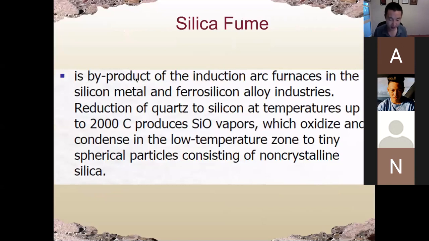Again, silica fume is a byproduct of silicon metals or other types of alloy. Silica fume has a spherical shape, very small particle size, and is also very reactive. We call that non-crystalline silica, so very, very reactive. More than 90% of the silica fume can be reacted with Portland cement.